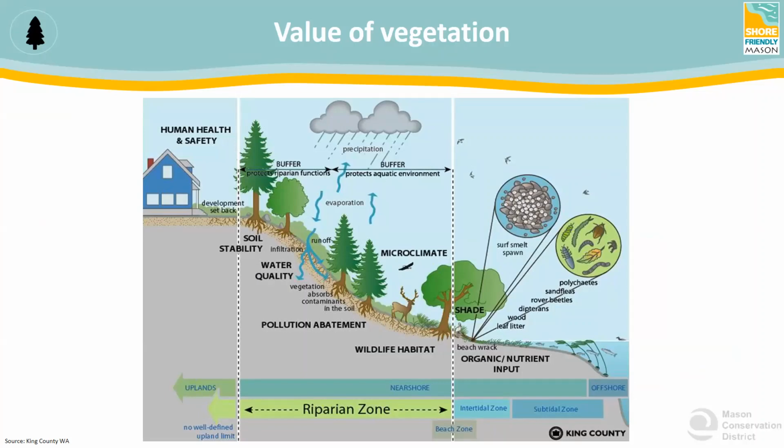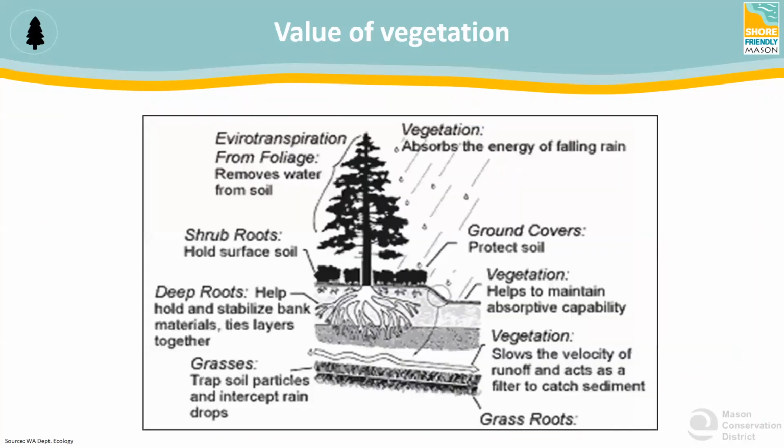We have another diagram that might be helpful. The roots that are on trees and shrubs do a lot to hold the soil in place and keep things from sliding. Though grass roots are not as deep, they also help. I would recommend a combination of trees, shrubs, and forbs to really create a dense foliage on your shoreline.